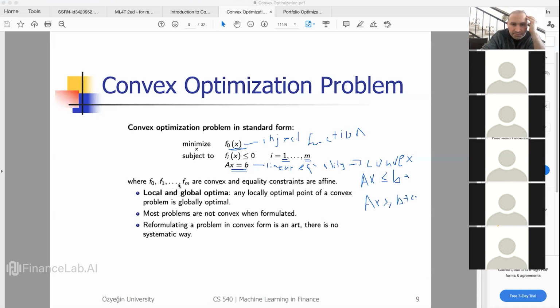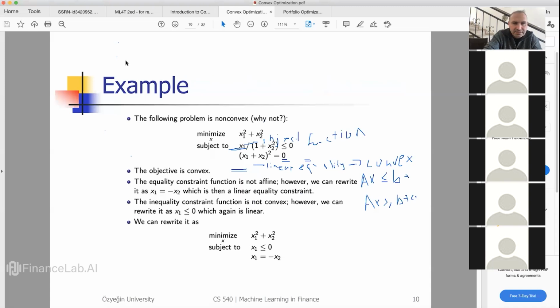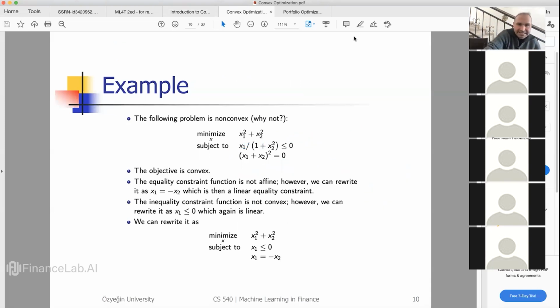And again, most problems are not convex when formulated. So when we first formulate the problem, it may not look convex, but it may actually be a convex problem. So by formulating problems as convex optimization problems and by knowing which functions are convex, we will easily come up with a convex formulation. And again, let's look at an example.